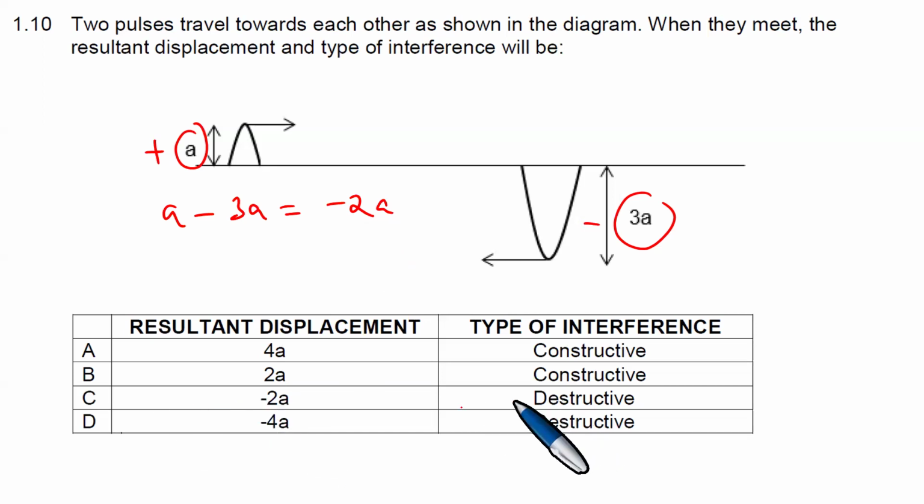But obviously in the end, because there are different magnitudes, what we're seeing here most certainly is that we have destructive interference. We have destructive interference because these are not in phase with each other. So we're looking at 1.10. So let's look at the next thing.